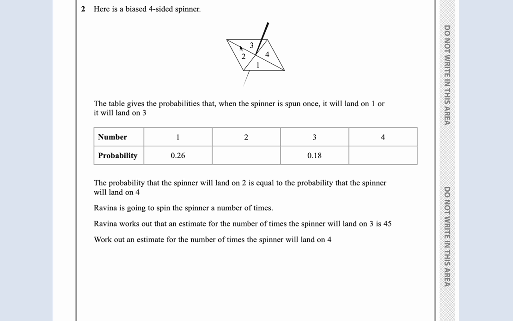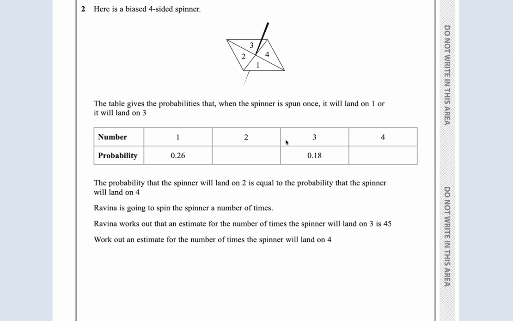Okay, here are the probabilities. It can land on 1, 2, 3, or 4. The probability it will land on 2 is equal to the probability that it will land on 4, so these two are equal. She's going to spin it a number of times. She works out an estimate for the number of times it will land on 3 is 45. Work out an estimate for the number of times it will land on 4.